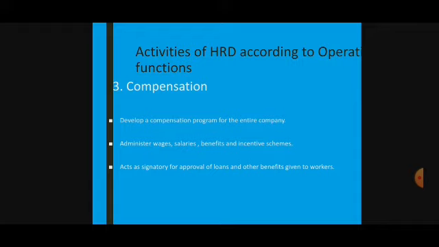Activities of the human resource department according to operative functions. Compensation. Develop a compensation program for the entire company. Administer wages, salary, benefits, and incentive schemes. Act as signatory for approval of loans and other benefits given to workers.